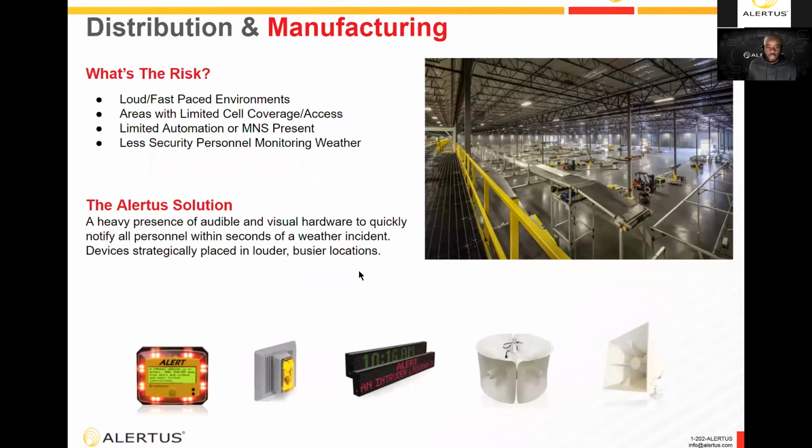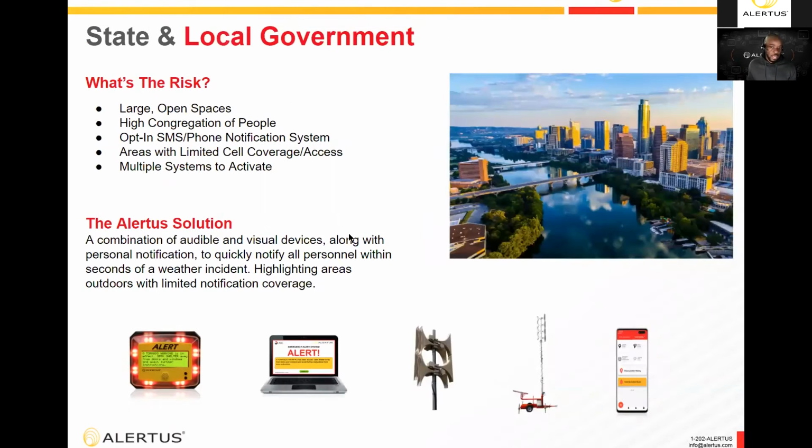Another scenario we have is distribution and manufacturing. Typically, these are very noisy environments, or they can be very noisy environments with machinery, people moving around, trucks. So we'd want to be really, really loud. So we can perhaps deploy horns, high visibility strobe lights, alert beacons. That would work really well for this type of environment.